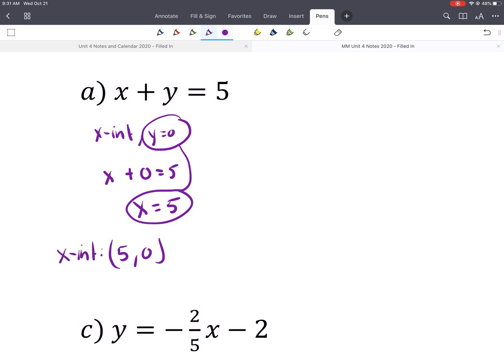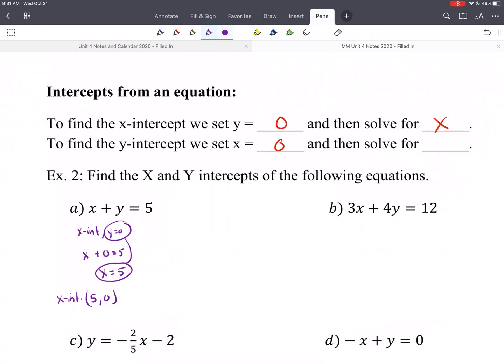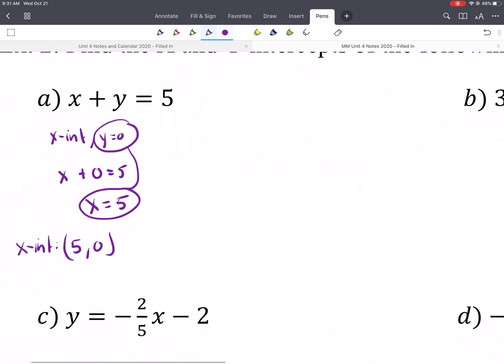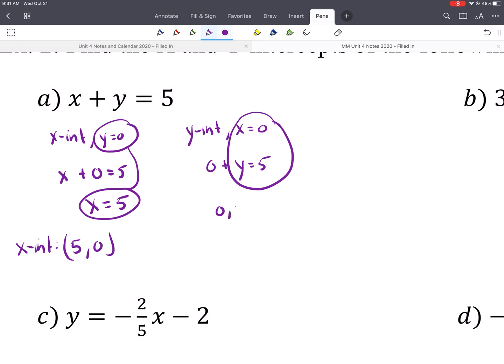And then to find the y-intercept, we set x equal to 0 and we solve for y. So here, for the y-intercept, we know that x is equal to 0. So we get 0 plus y is equal to 5. So we end up getting our ordered pair (0, 5) as our y-intercept.